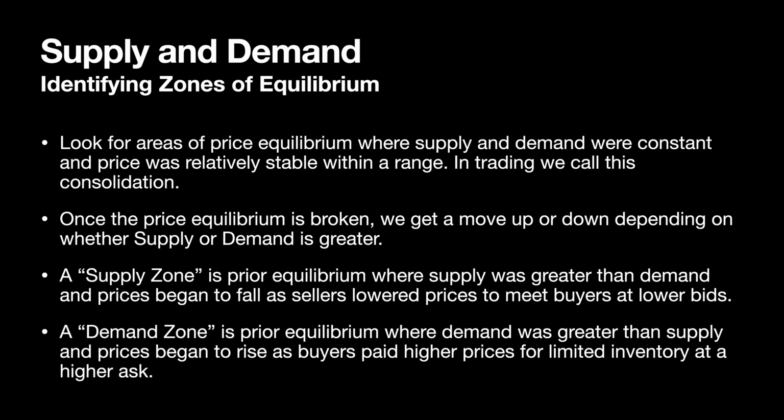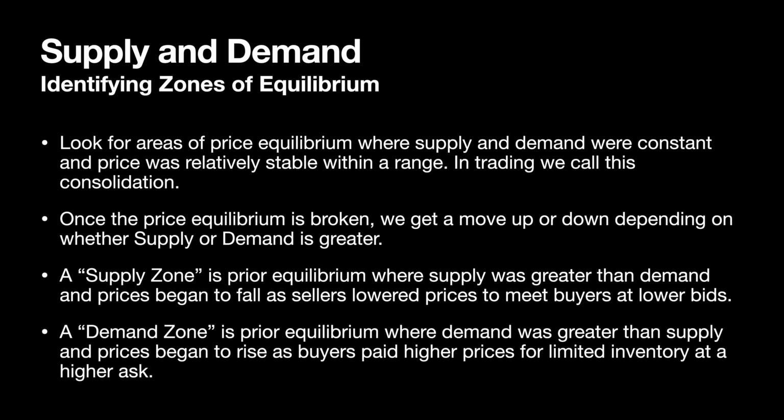So how do you identify these zones of equilibrium? And we'll take a look at the chart in a second. You're looking for areas of price equilibrium where supply and demand were constant. So price was stable. And in trading, what do we call this? We call it consolidation. That's where you want it. That's where all the big moves happen. Small range leads to big range. Big range goes back to small range.